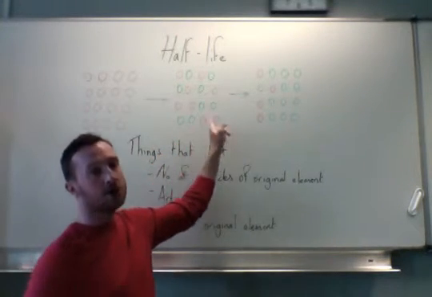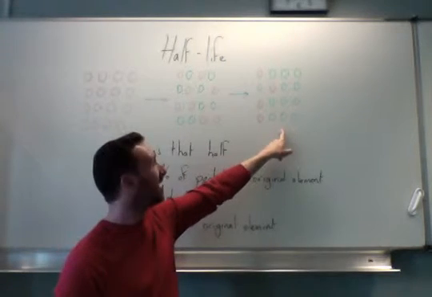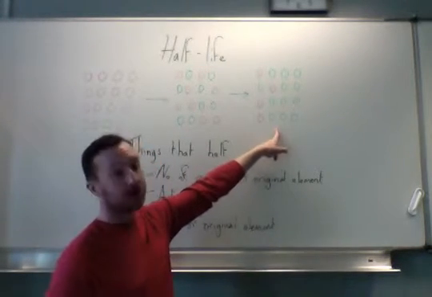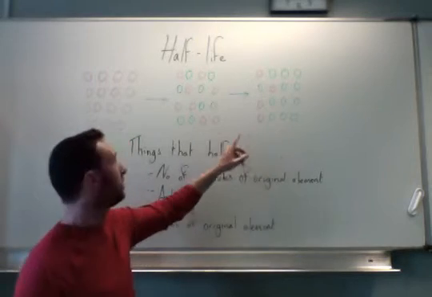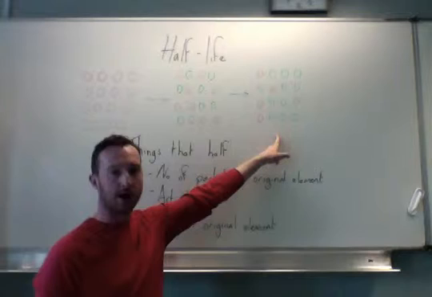So say we go another half-life. Now we've only got 4 red particles left, and now we have 12 green particles. So you can see that as the number of red particles goes down, the number of green particles goes up.